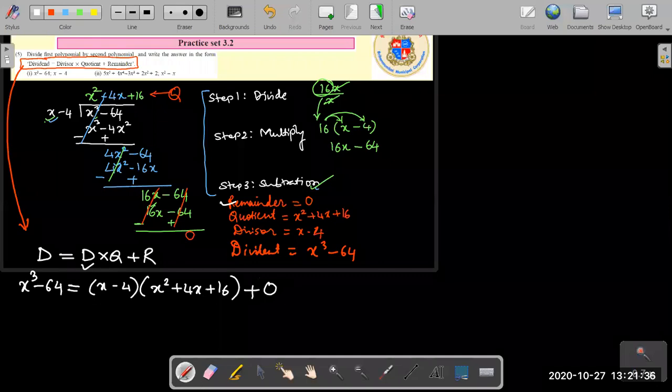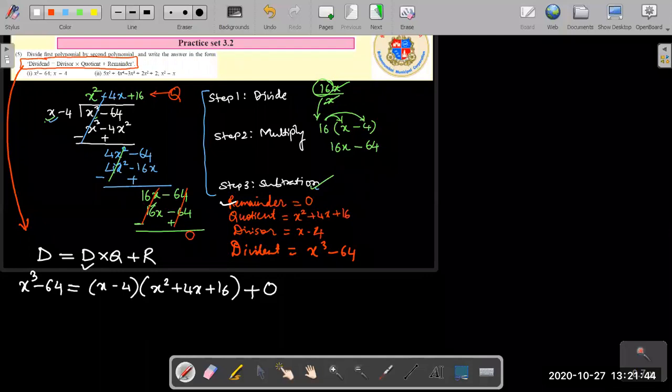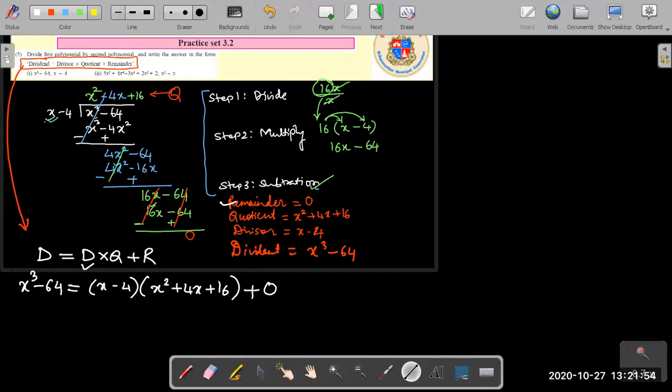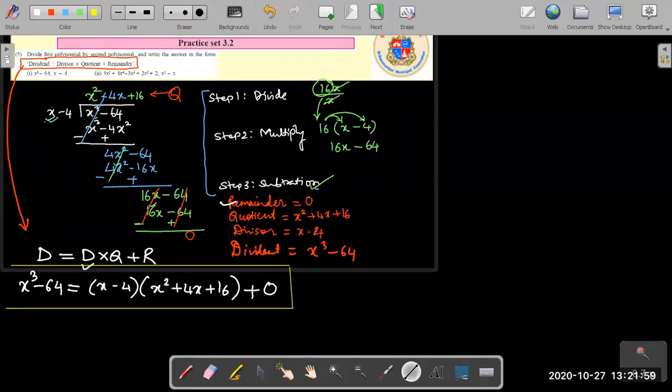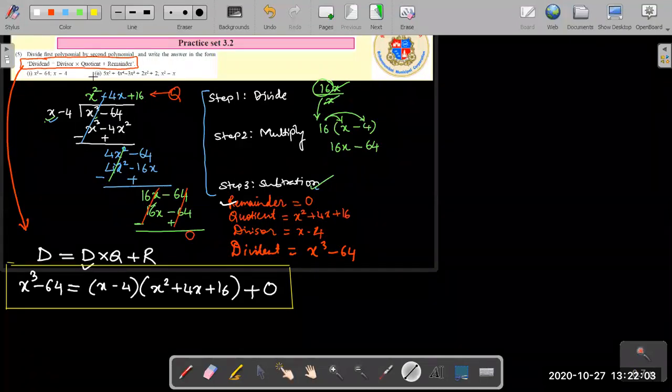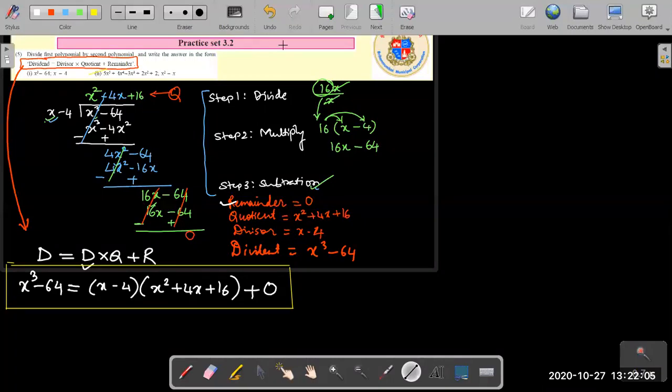This completes the solution. What we did, we started with dividing. We followed these three steps, and then you need to write it out separately: what is the remainder, quotient, divisor, dividend, and then as per the question, we write the answer in that particular format. That completes the solution. I hope this problem is very clear to everyone. Let us look at problem number 2 now.